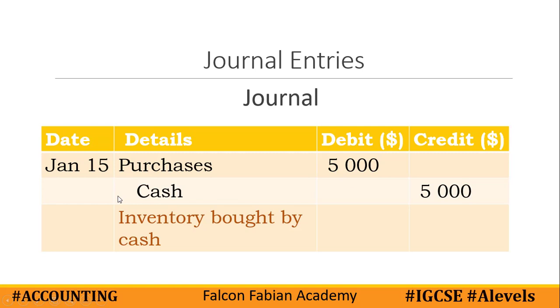In the next line you will leave some space and then write the name of the account that needs to be credited. So here it is cash account that needs to be credited, and in the credit column amount 5,000. And then you will write the narrative, and narrative is inventory bought by cash. So this is a brief explanation of what is being recorded in the journal entry to make this journal entry more meaningful. So purchases account debit, in the debit column 5,000, cash account credit, in the credit column 5,000, and the narrative is inventory bought by cash.